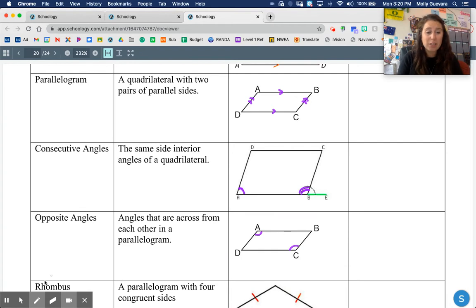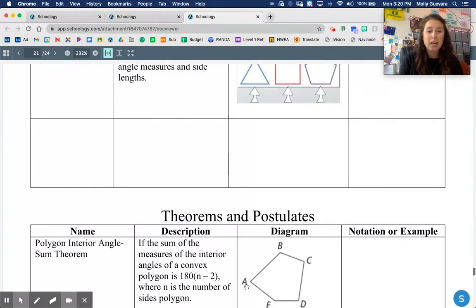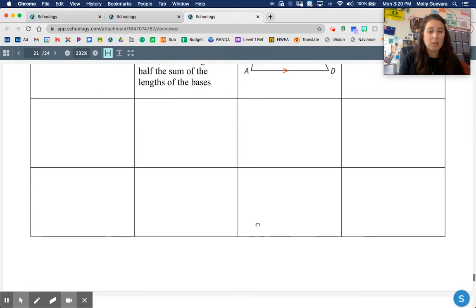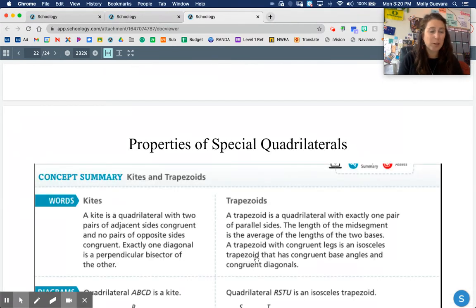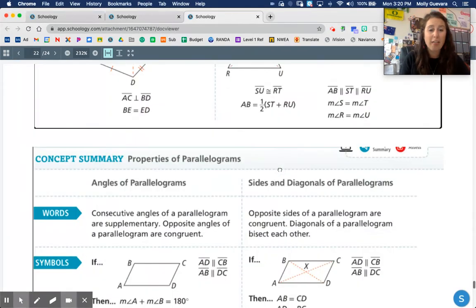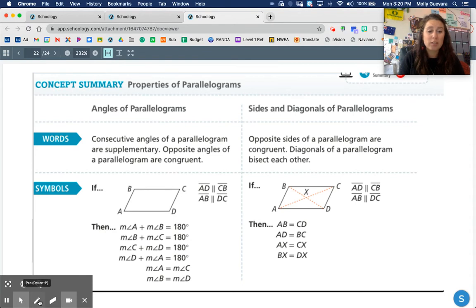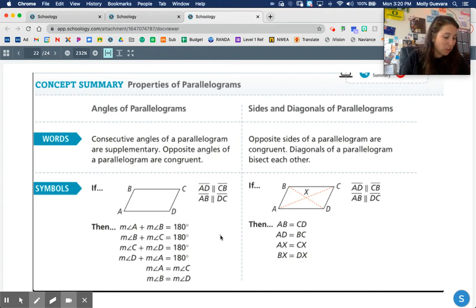So the next thing we're going to do is we're going to go down to where it says the properties of special quadrilaterals. So we did kites and trapezoids in the last video. So today we're going to look at parallelograms. Okay, what are some properties of parallelograms? So we're going to start with looking at the angles of parallelograms here on the left, okay? Consecutive angles, and I'm going to try to do this in 2 different colors. We'll see how it goes, okay?